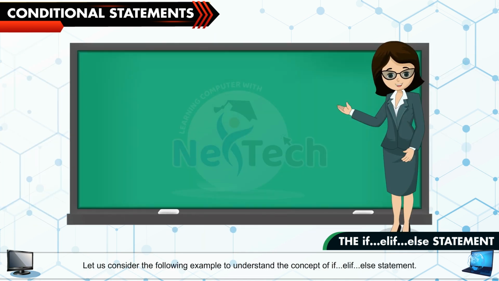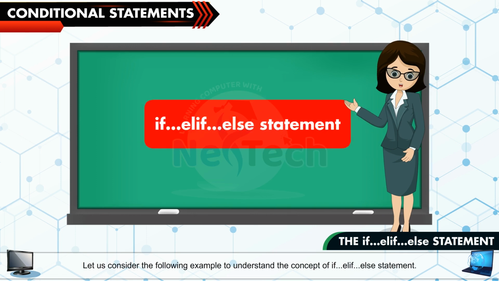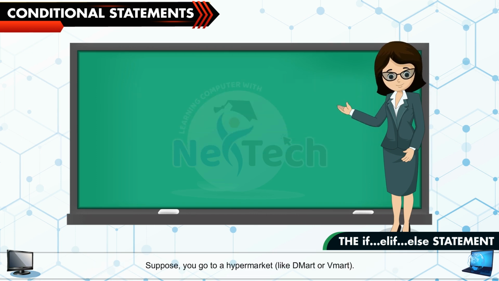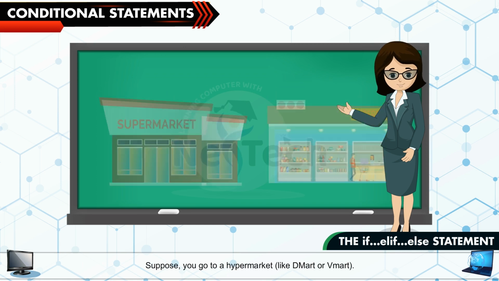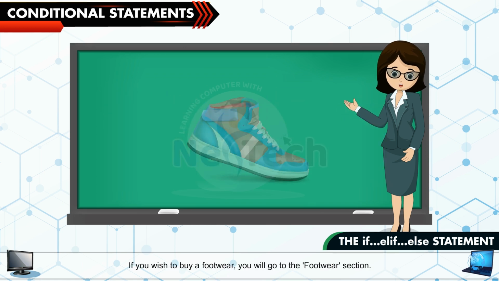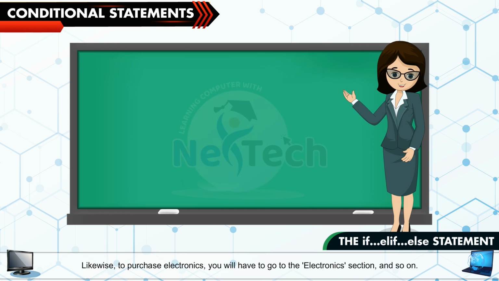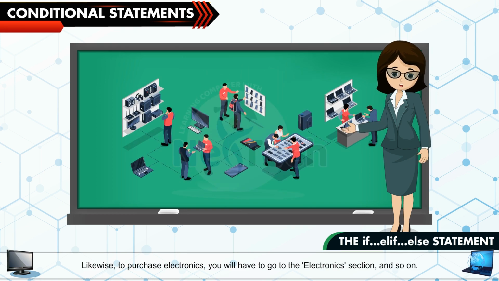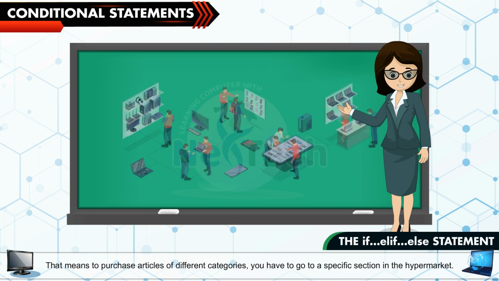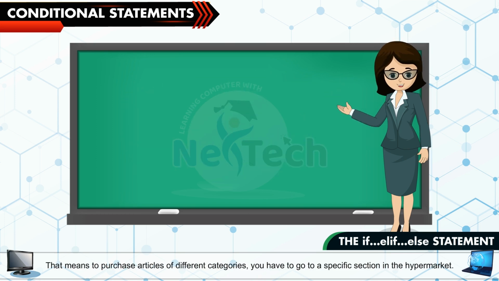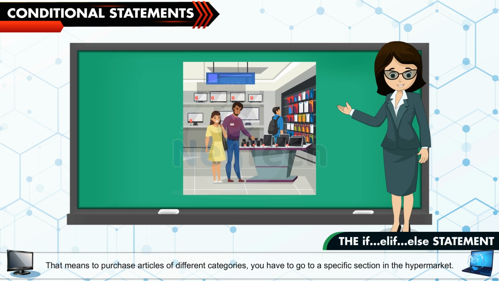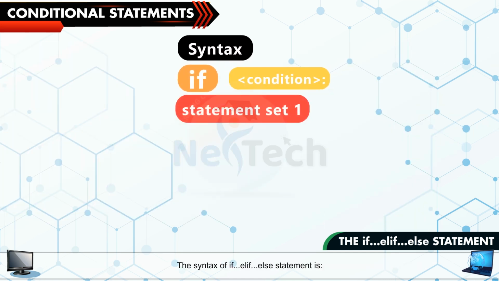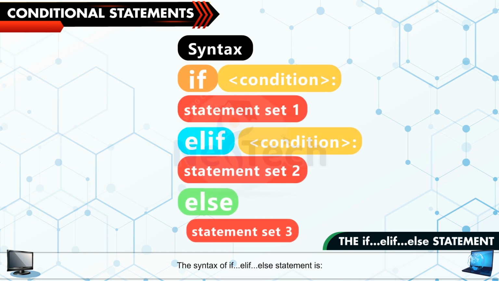Let us consider the following example to understand the concept of if, elif, else statement. Suppose you go to a hypermarket like D-Mart or V-Mart. If you wish to buy a footwear, you will go to the footwear section. Likewise, to purchase electronics, you will have to go to the electronics section, and so on. That means to purchase articles of different categories, you have to go to a specific section in the hypermarket. The syntax of if, elif, else statement is.